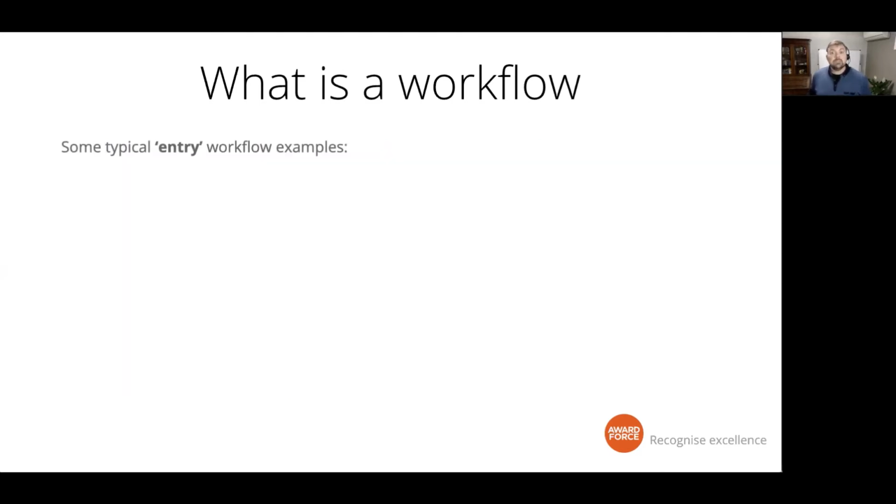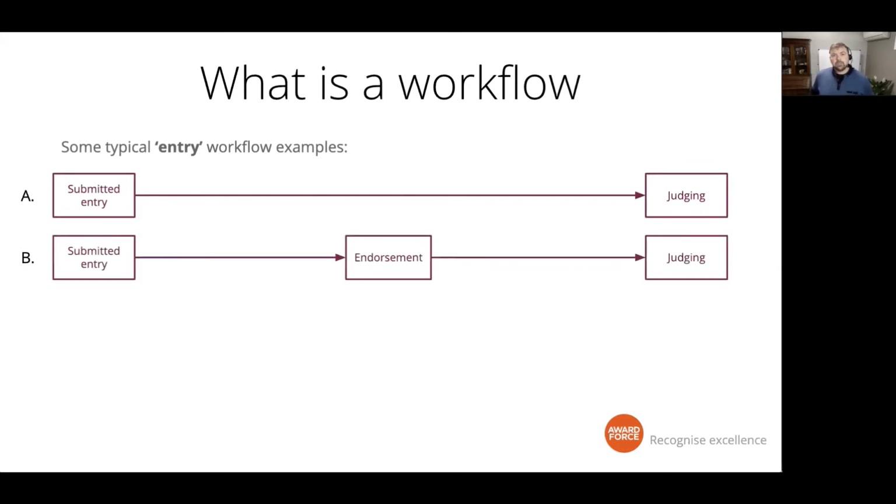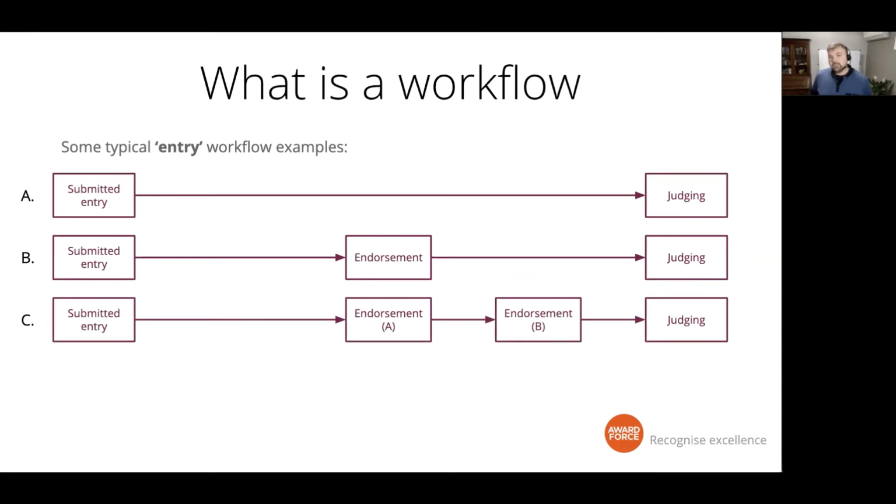Let's take a look at some typical workflow examples and identify exactly what I'm going to demonstrate. The following examples are based on entries. We have a typical and simple entry to judging process. A process where entries need to be endorsed by someone before going to judging. A process where an entry needs to be endorsed by 2 people before going to judging.